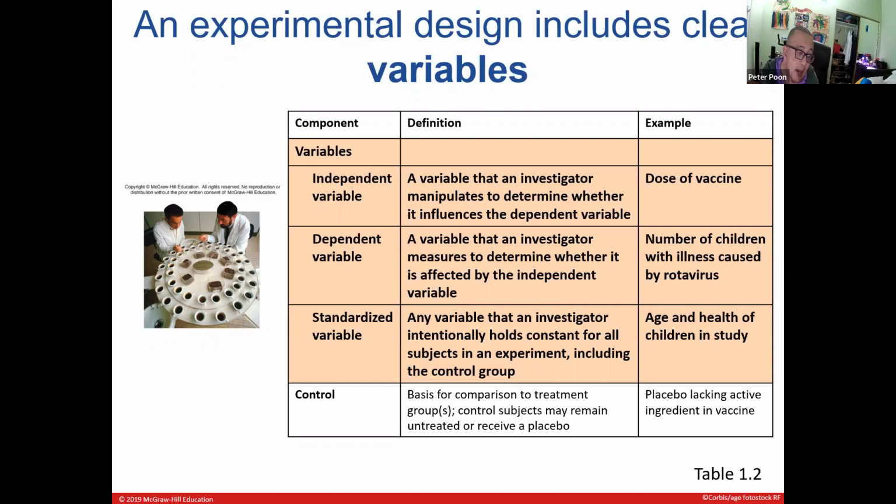The standardized variables or control variables are things that the investigator controls. Like all the kids should be the same age. All the kids should start off with good health. All the kids should be the same sex, male or female, and not have other diseases and stuff.